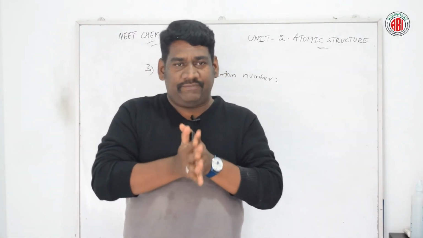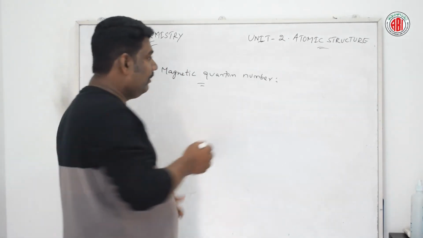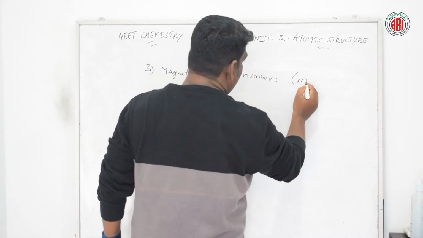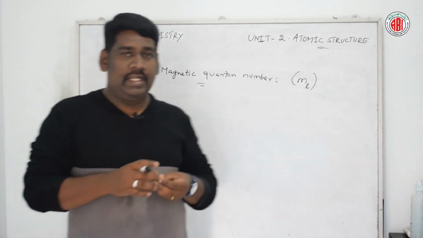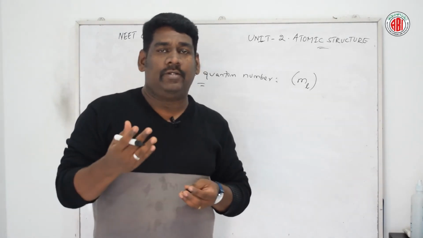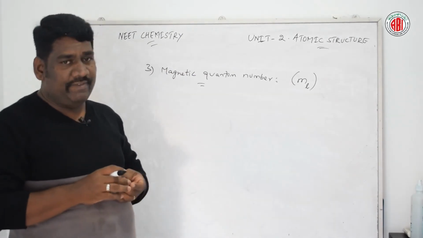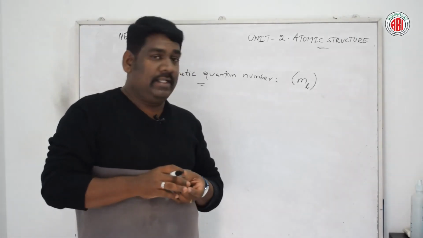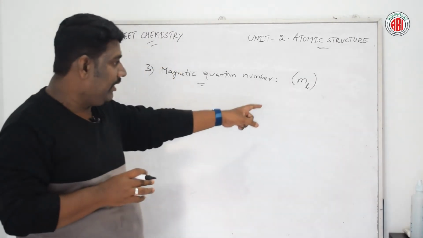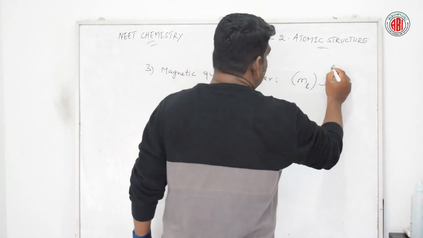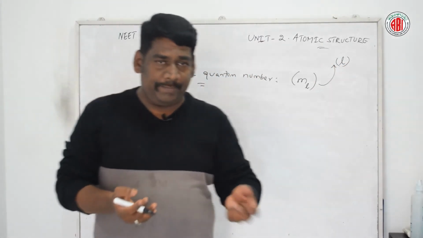Now, this magnetic quantum number we usually denote with the letter small m and small l. This is the symbol we use for the magnetic quantum number. Now talking about the ml value, it depends upon the value of L. L is nothing but the azimuthal quantum number. Based on the azimuthal quantum number, it may vary.